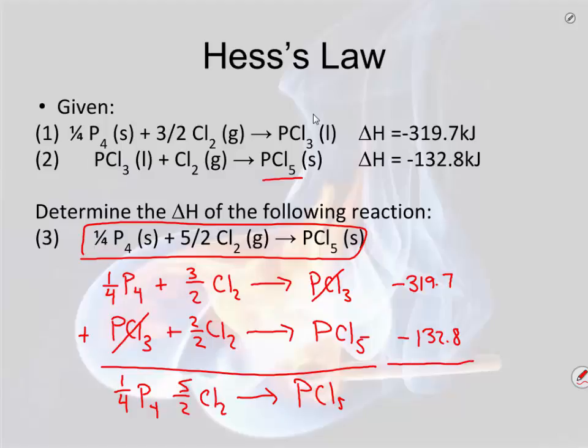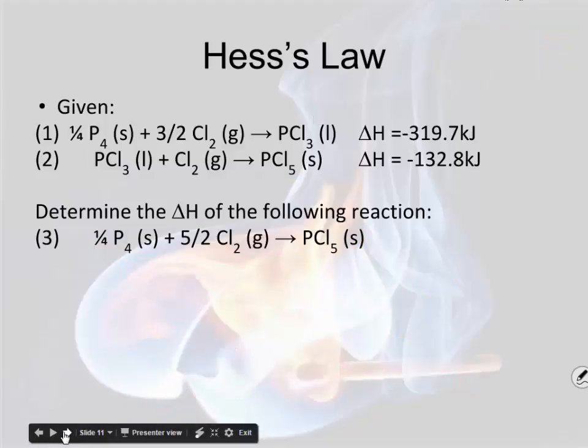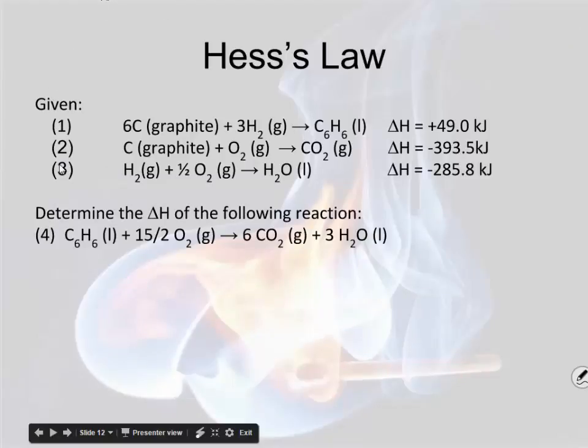So to find my overall delta H for this reaction then, I'm just going to add up my two delta H's for the individual parts. So negative 319.7 plus negative 132.8. And I get an answer of negative 452.5 kilojoules. And so that would be my answer. Let's try another one that maybe is a little bit more difficult. So here I'm given 3 reactions that I have to rearrange to get this 4th overall reaction.